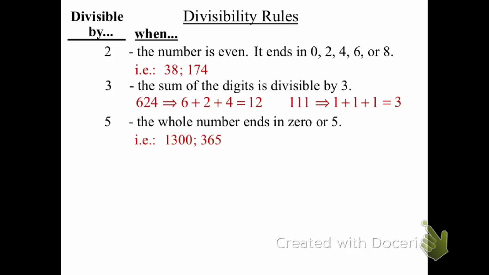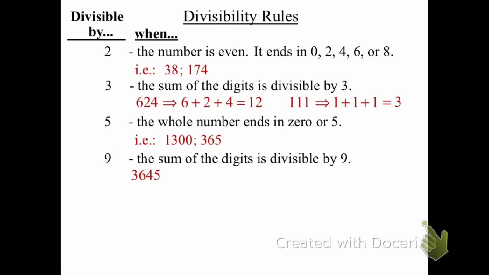365. Why? Because it also ends in 0. Now we're going to look at the divisibility rules of 9. Now, this is, once again, the sum of the digits only when it's divisible by 9. So, for example, we have 3,645. So, we're going to add up all their digits.